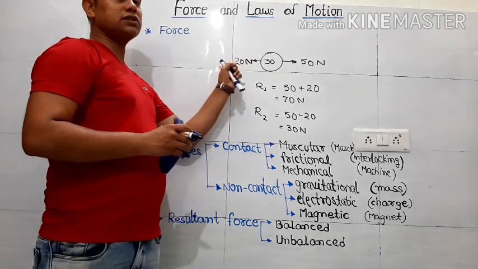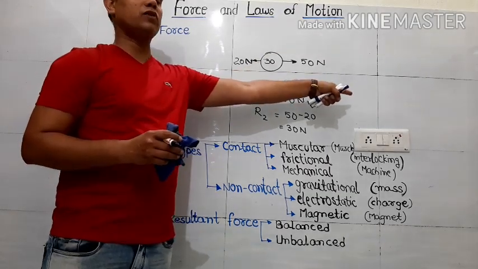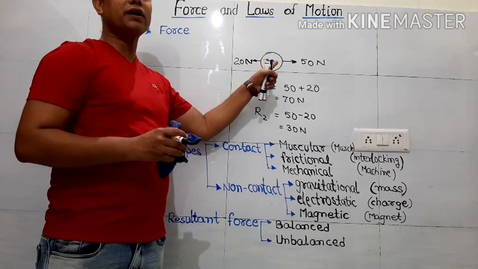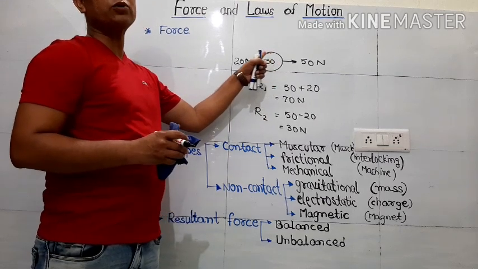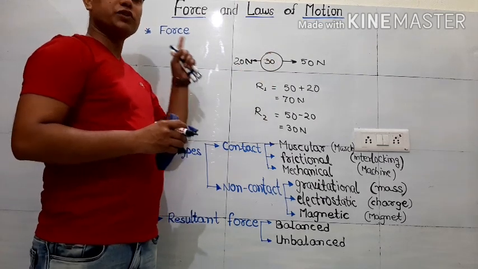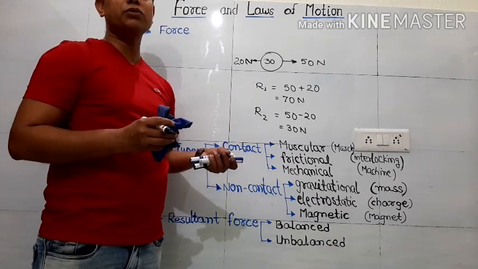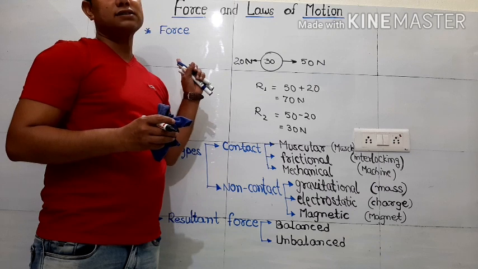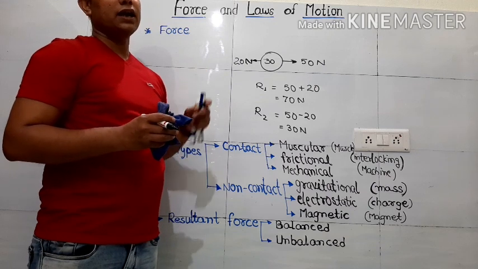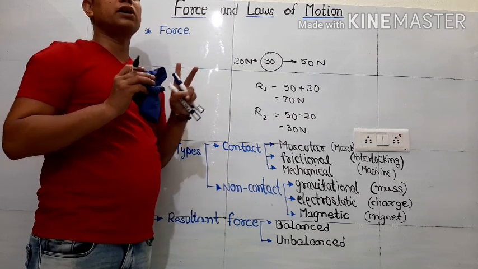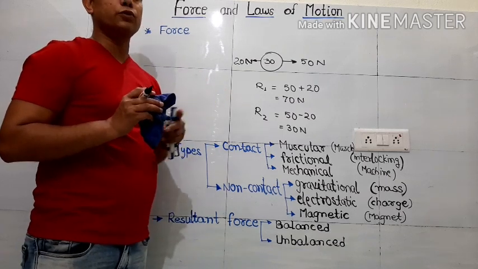Suppose 50 Newton was this side and 20 Newton was that side, then what will happen? Then also 30 Newton will develop, but now the object will be dragged to this side. So whichever direction the force has higher magnitude, it will be dragged in that direction. So this force which is finally being developed on that object is called resultant force.